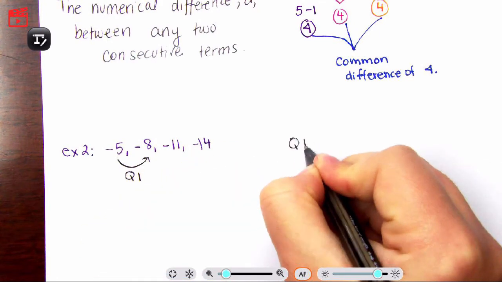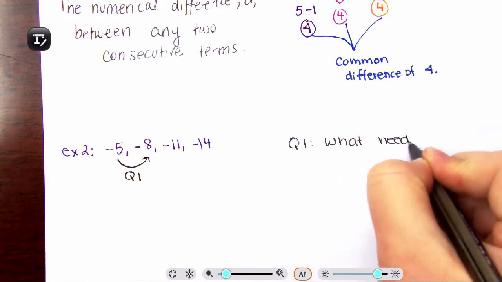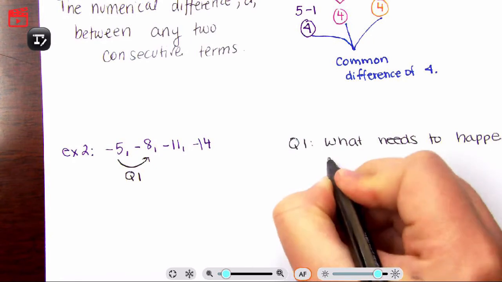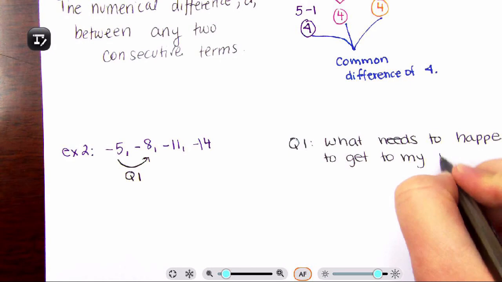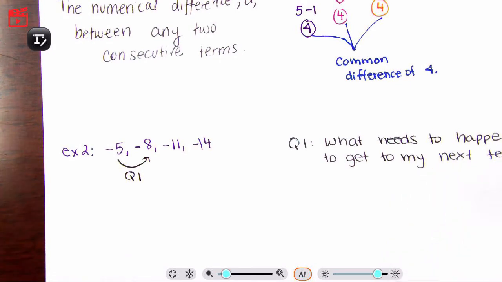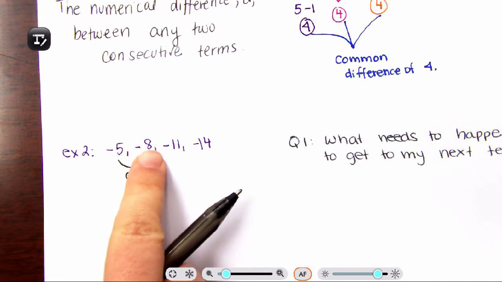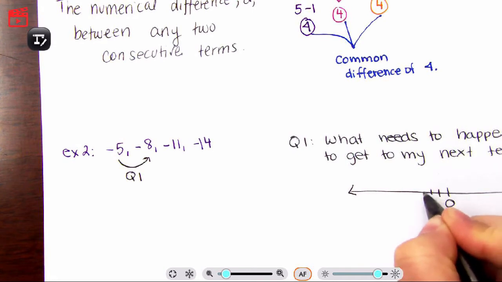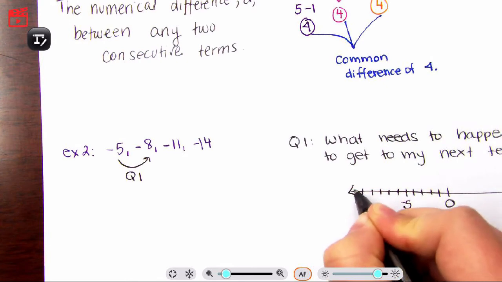Now, my question is, what needs to happen to get to my next term? I'm at negative 5 and I am needing to go to negative 8. So here's a number line just to give you an idea. 1, 2, 3, 4, 5. Here's negative 5. 1, 2, 3, 4, 5, 6.